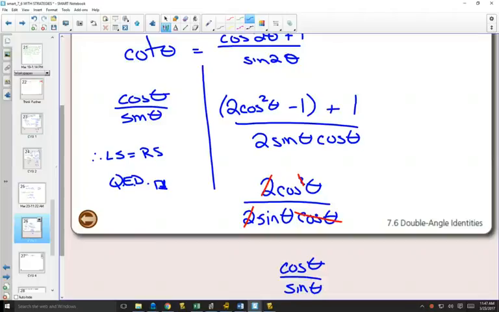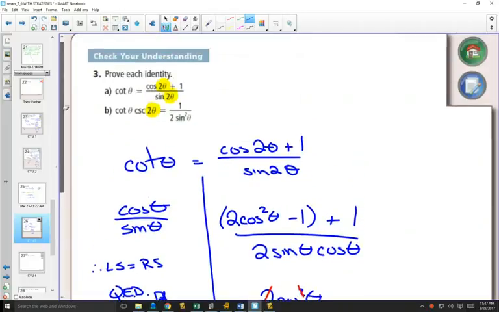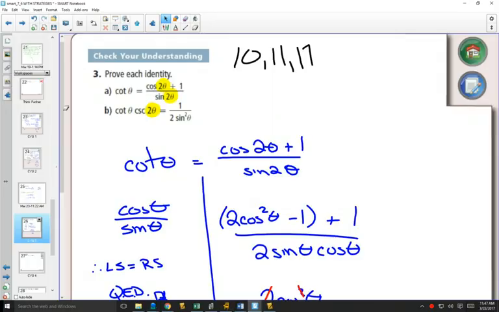Okay? I'm going to get you to try the second one. With cosecant 2 theta, the first thing you're going to do is change that to 1 over sine 2 theta, because we don't have any double angle formulas for cosecant or secant, but we can change them to sine and cos. So I'm going to get you to try B, and then once you've done B, 10 and 11 and 17 are some more to practice.